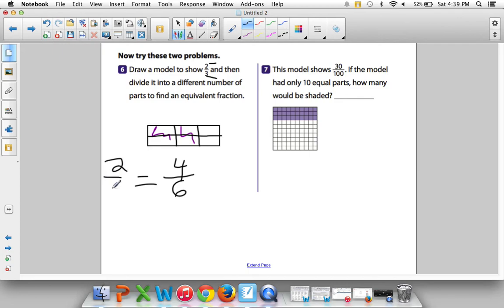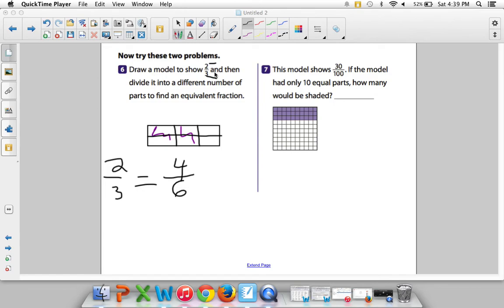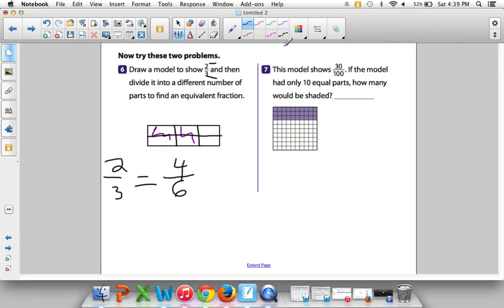And you can see that if you think about how you have to multiply the top and the bottom by the same thing. If you multiply 2 times 2, it equals 4. If you multiply 3 times 2, it would equal 6. So multiplying the top and the bottom by the same thing gets you an equivalent fraction. All right, last problem for tonight. This model shows 30 of 100. 30 shaded, but 100 in all. If the model had only 10 equal parts, how many would be shaded?